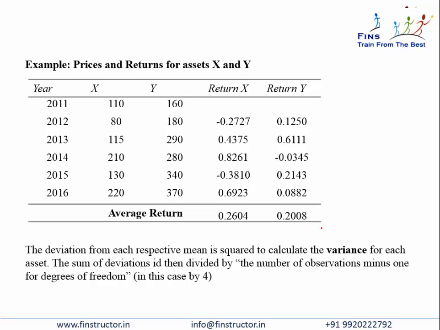So just for example, if we have two assets, this is the value of asset X at the end of 2011, at the end of 2012, 2013, 14, 15, 16, so on and so forth. Similarly, this is the value of asset Y at the end of 2011, end of 2012, 13, 14, so on and so forth. We can calculate the return of X as simply the ending value minus the beginning value divided by the beginning value, which will come out to be 27.27% in this case. Similarly, for all other years, we can calculate the return.